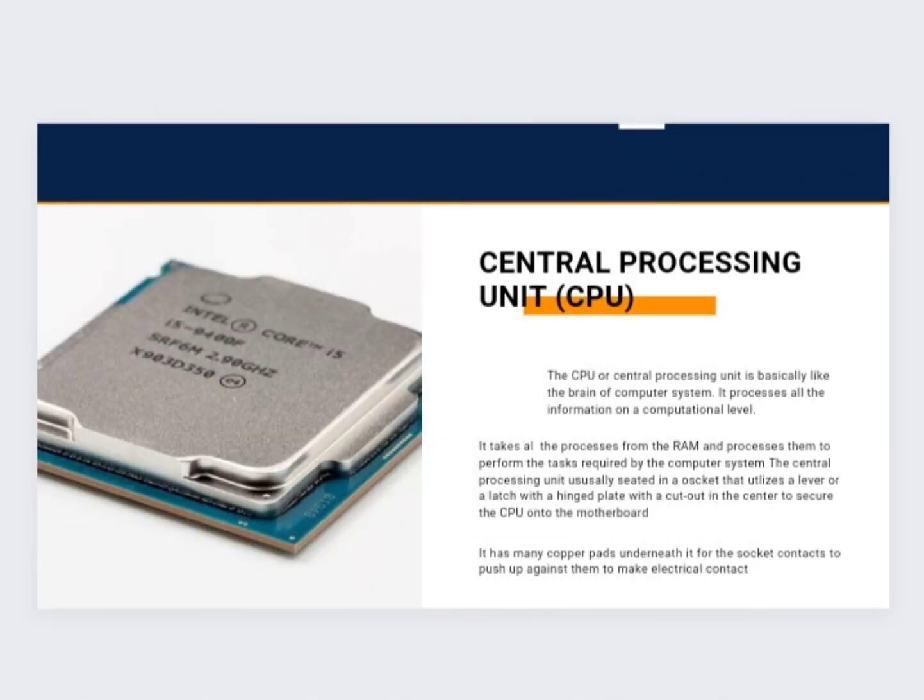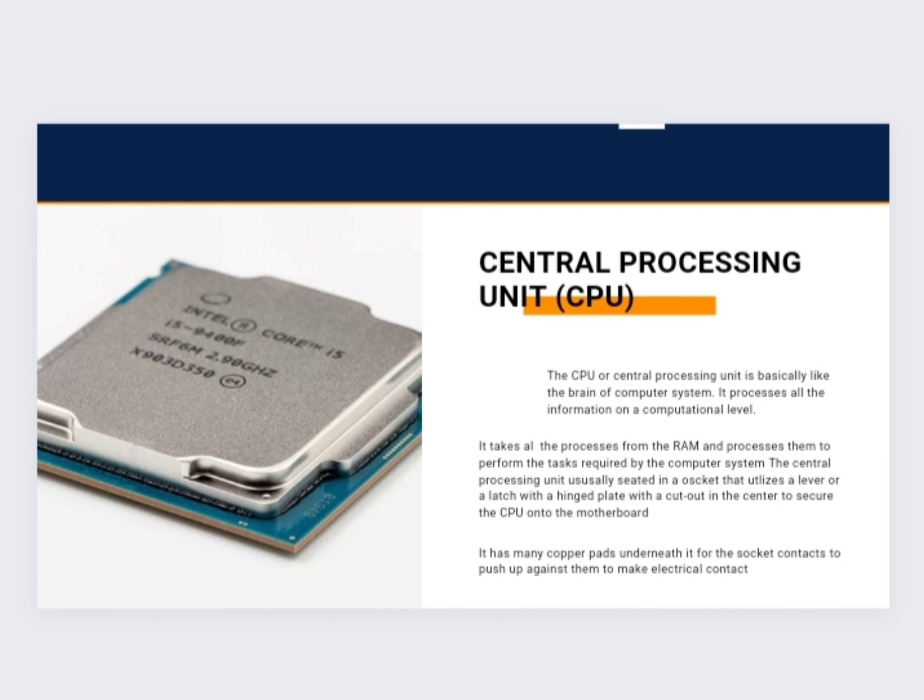Central Processing Unit or CPU. The CPU, or Central Processing Unit, is basically the brain of the computer system. It processes all the information on a computational level. It takes all the processes from the RAM and processes them to perform the tasks required by the computer system.